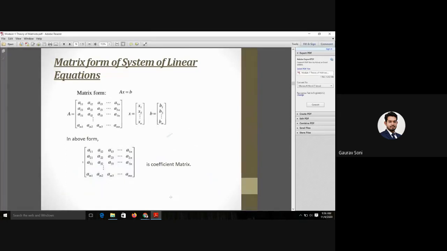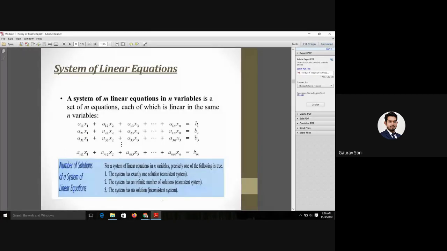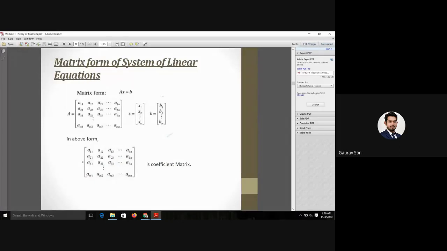So what I have done is I have those coefficients a11, a12, a13. I can simply write them in matrix form like this. So A is a matrix, the coefficient matrix, which we call it. So a11, a12, a13 up to a1n. Then a21, a22, a23 up to a2n. And the last row is am1, am2, am3 up to amn. And the variable column matrix is x1, x2 up to xn.